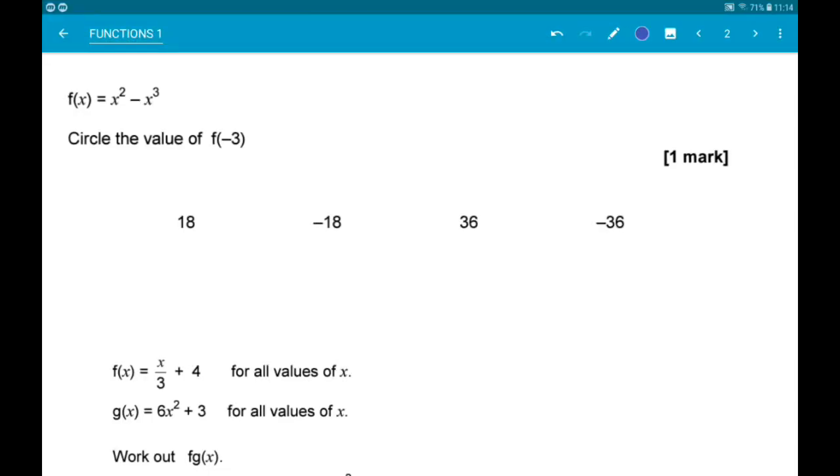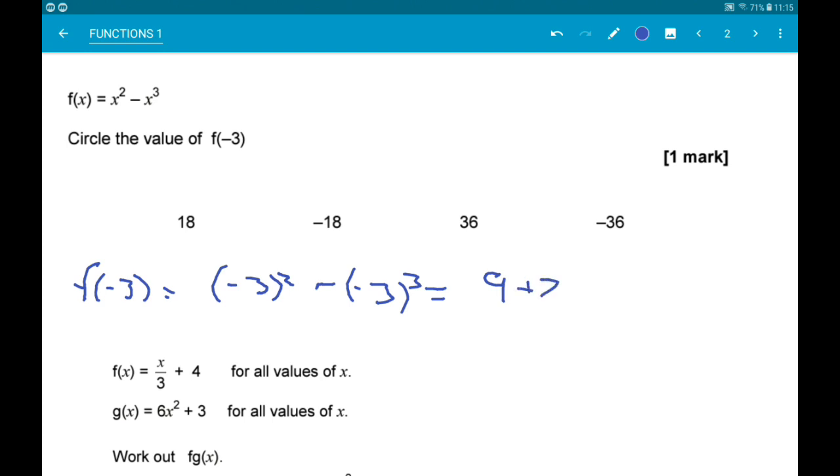Okay then, first up, f of x is x squared minus x cubed. Find the value of f of minus 3. So, f of minus 3 is going to be minus 3 squared minus 3 cubed. Now that's going to give us 9 add 27, which is 36.